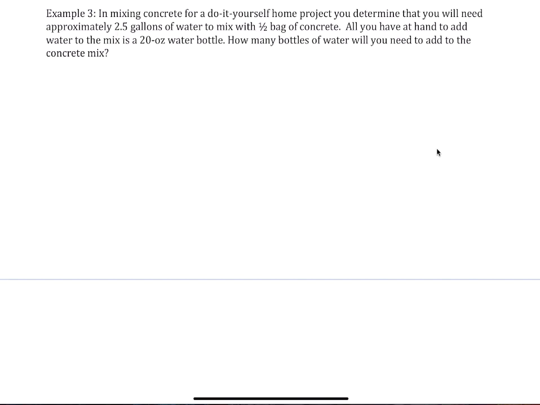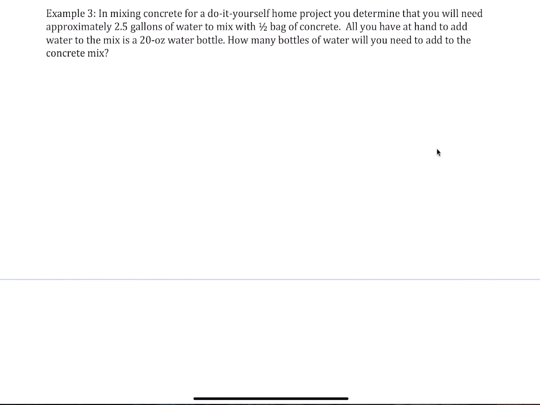Example 3 is an example of the really complicated situations that you can find yourself in when you're trying to do these unit analysis problems. Now, I know in the real world, you would probably just keep filling up the concrete with however many water bottles you had until you had enough.